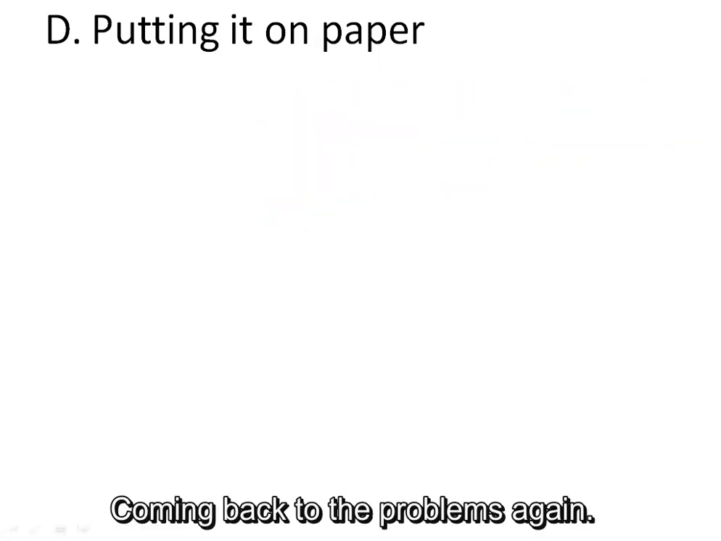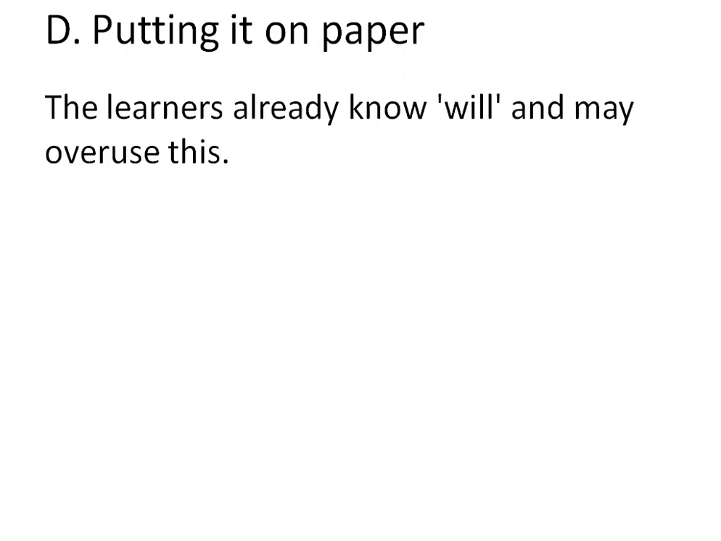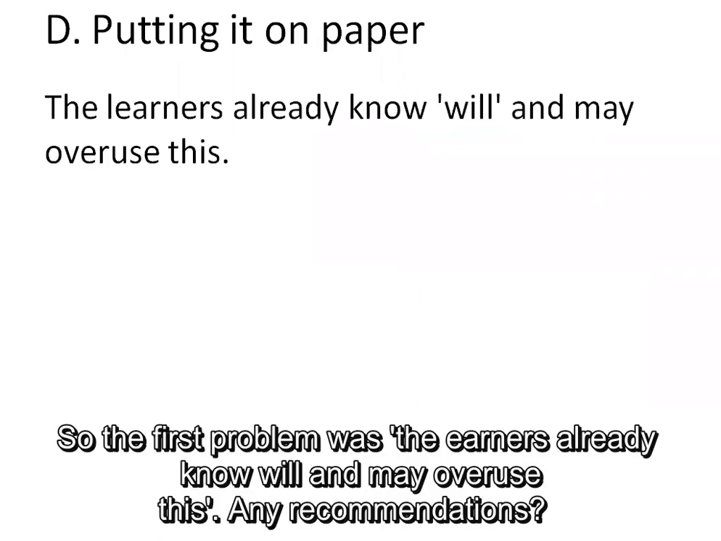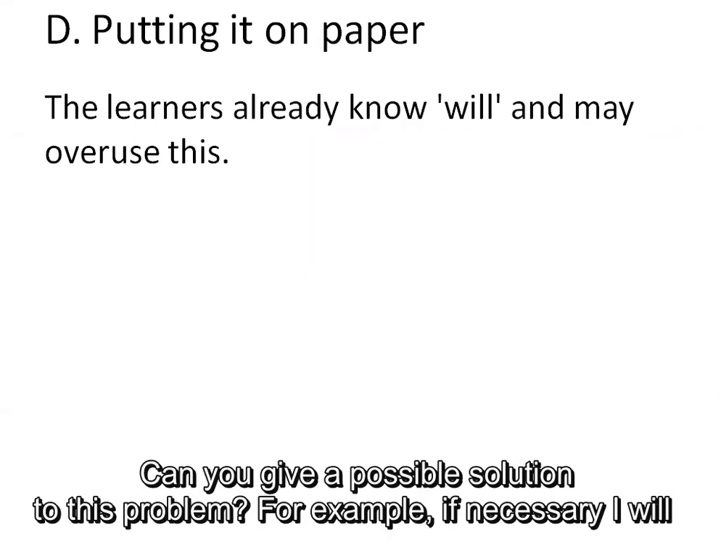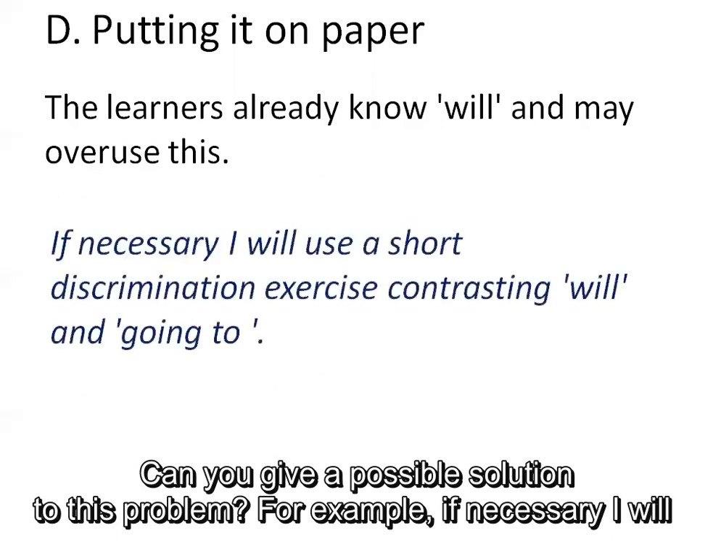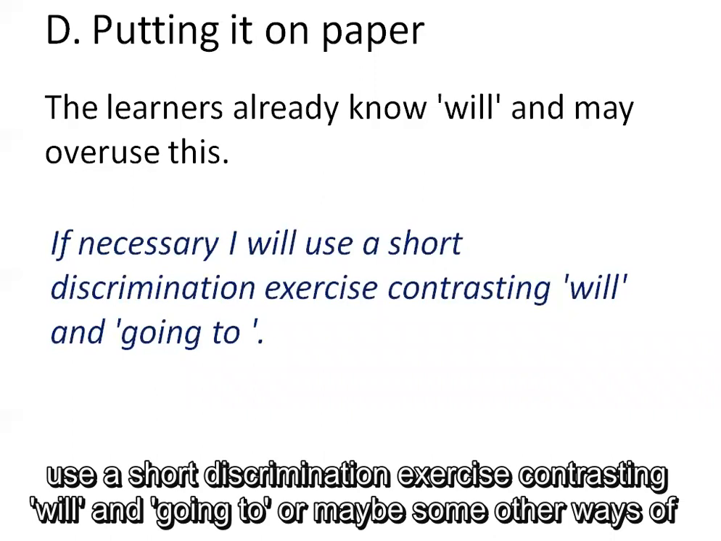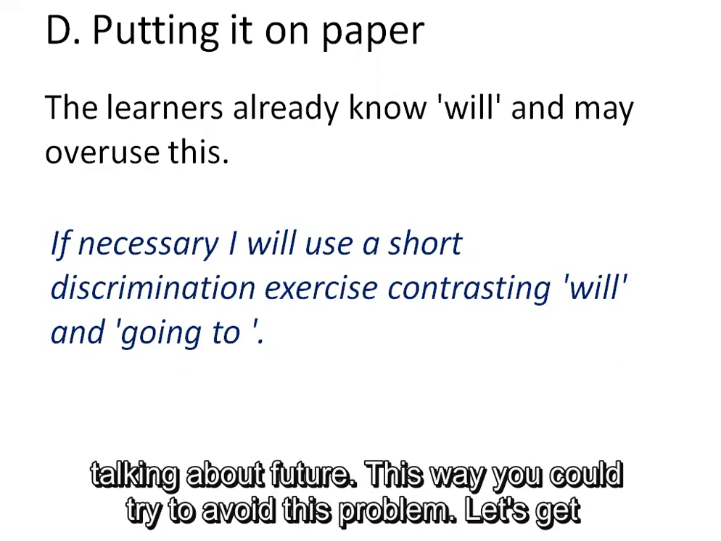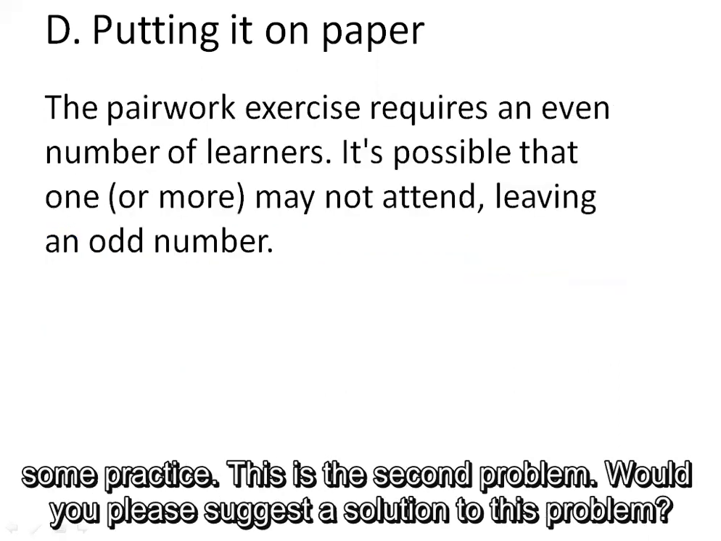All right, now coming back to the problems again. So the first problem was the learners already know will and may overuse this. Can you give any possible solution to this problem? For example, if necessary, I will use a short discrimination exercise contrasting will and going to, or maybe some other ways of talking about future, right? This way you could try to avoid this problem. Well, let's get some practice.